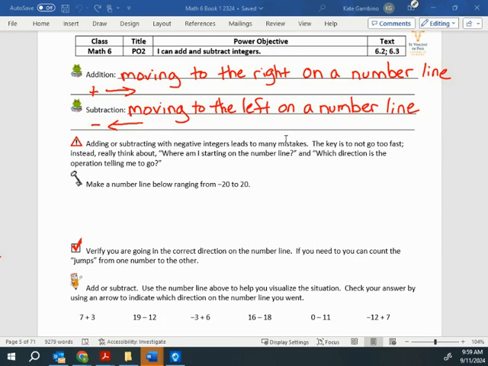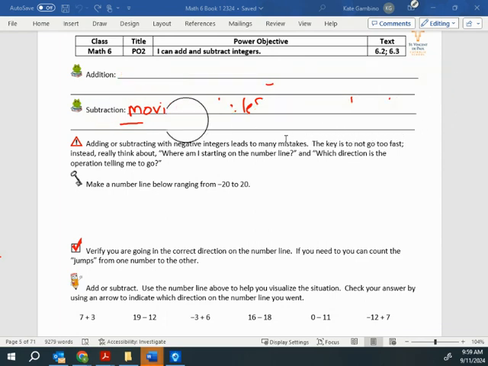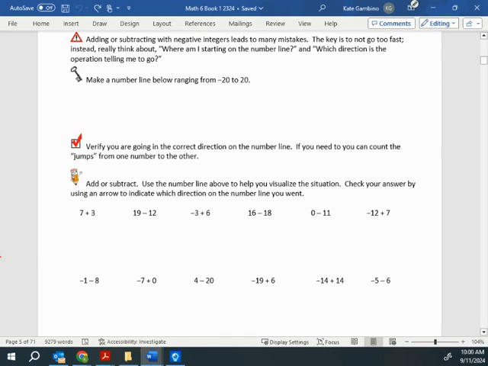So I'm going to scroll up so you'll be able to see my number line easier. So look at our next section. Adding or subtracting with negative numbers leads to many mistakes. The key is to not go too fast. Use that number line. Instead, really think about where am I starting on the number line. My first number is where on the number line. If I'm adding, I'm going to jump to the right. If I'm subtracting, I'm going to jump to the left. So which direction is that operation telling me to go?